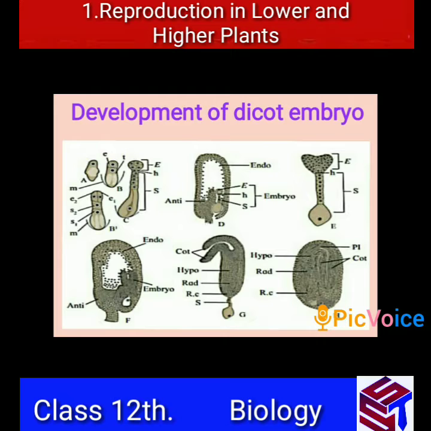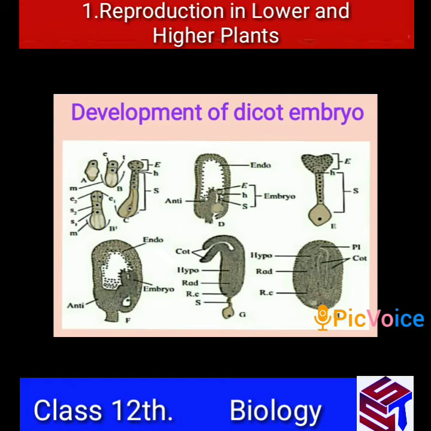Next you can see the larger one in B. Towards the micropylar end, the basal part is called the suspensor, and towards the chalaza, the upper part, is called the embryonal initial cell. To produce this, in picture C you can see that a filamentous suspensor is produced. This filamentous structure is of 6 to 10 cells.